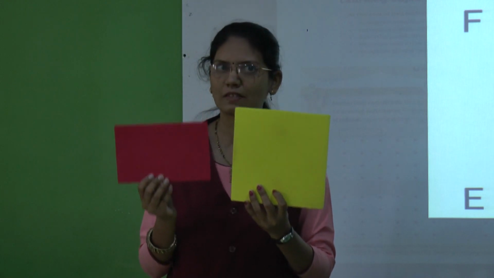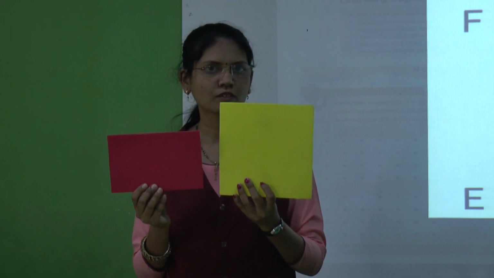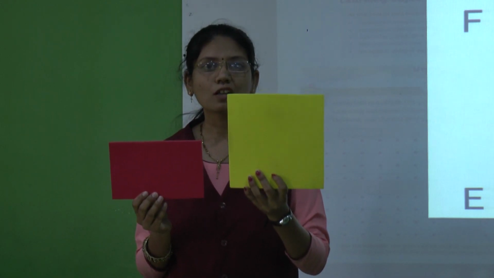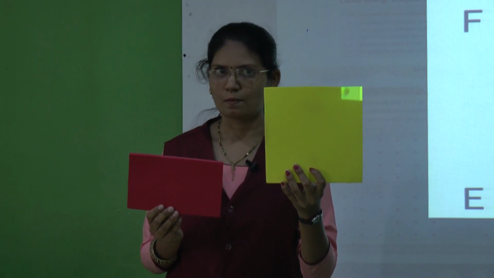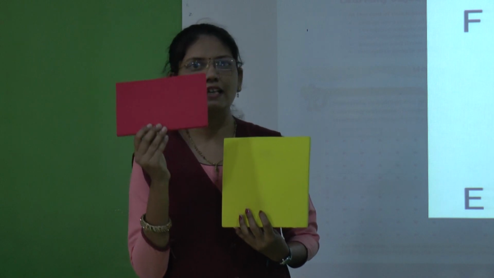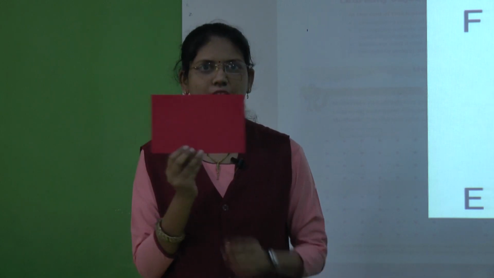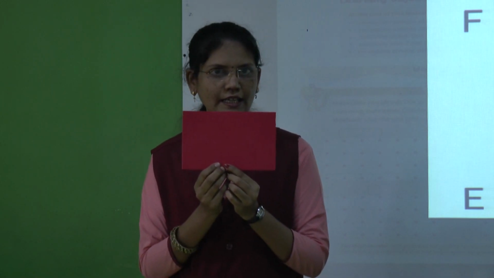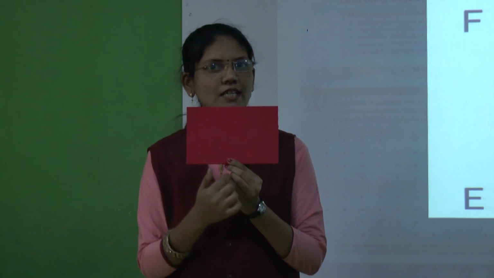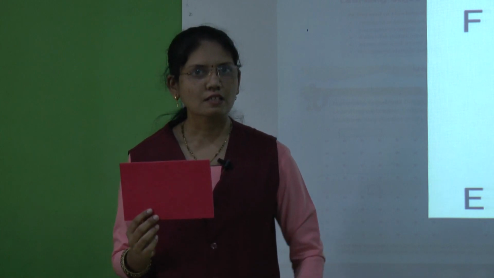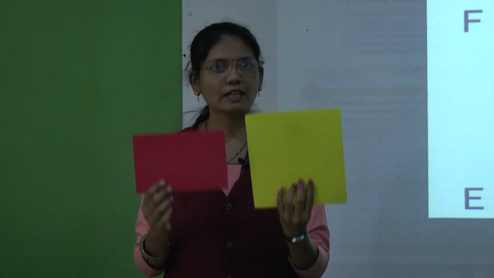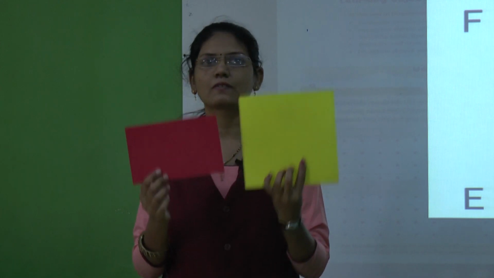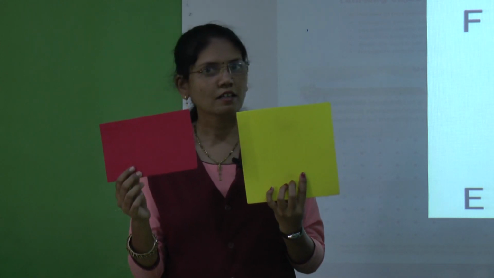The difference between the rectangle and the square is, in a square all the sides are equal in length. But if we see the rectangle, in a rectangle all sides are not equal in length. Only the opposite sides are equal in length. Understood? But in a square, all the sides are equal. So this is a very important difference between the square and the rectangle.